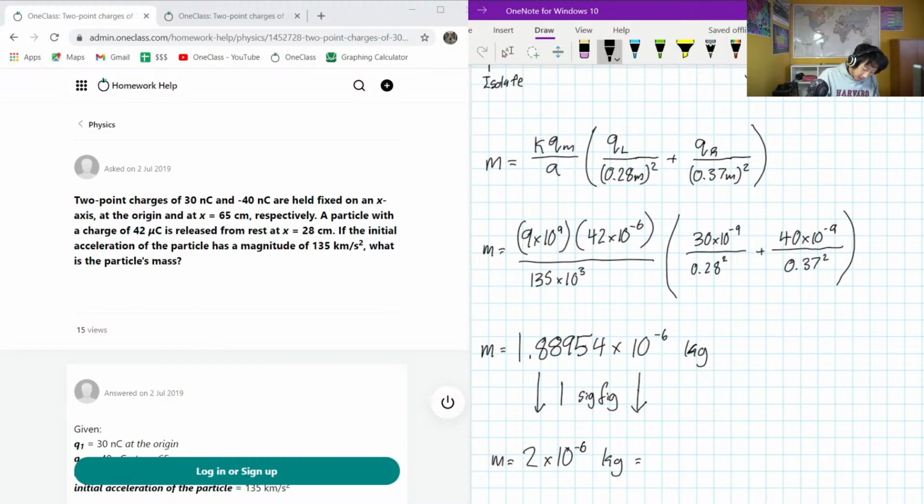Another way that we could say this is 2 milligrams. Okay, because 10 to the negative 6 times 10 to the 3 is 10 to the negative 3, because the kilo turns into 10 to the 3, so it becomes 2 milligrams. Okay, so this is the mass of the particle.